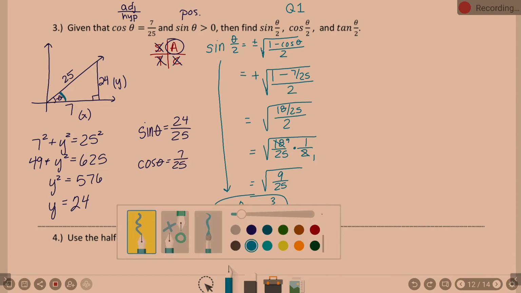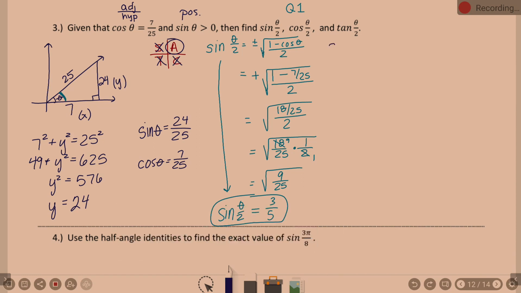What else do we need to find? Cosine of theta over 2. That's an identity on the front. What is cosine of theta over 2? Plus or minus square root of 1 plus cosine theta over 2. Be careful not to run out of room. We do still have to do tangent, right? I'm saying that because I'm running close on room, so just beware.